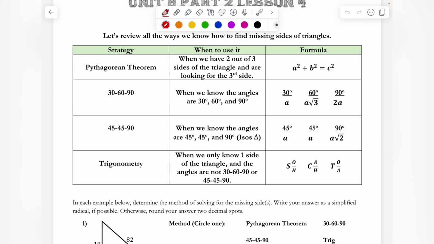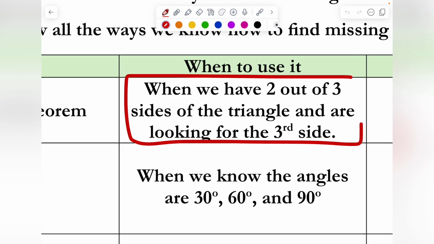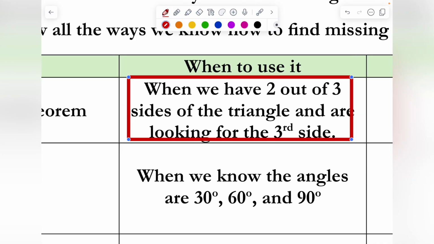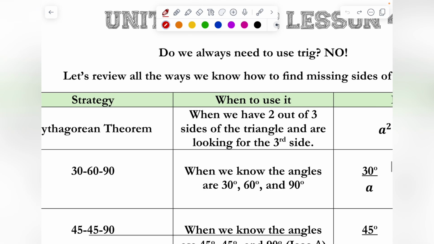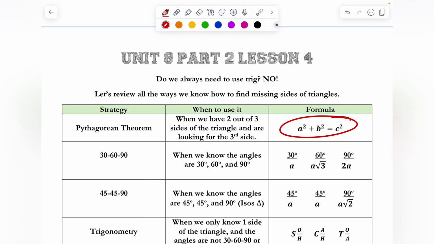So let's start with Pythagorean theorem. I'm going to use it when I have 2 out of 3 sides of a right triangle, and I'm looking for the third side. You'll also use Pythagorean theorem if you don't know anything at all about any of the angles. So if there's no angles marked at all, you're probably going to use Pythagorean theorem to find the other side of the triangle. Here's the formula. Pythagorean theorem is a squared plus b squared equals c squared.